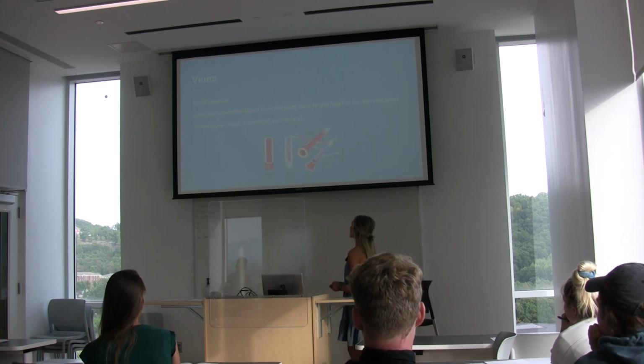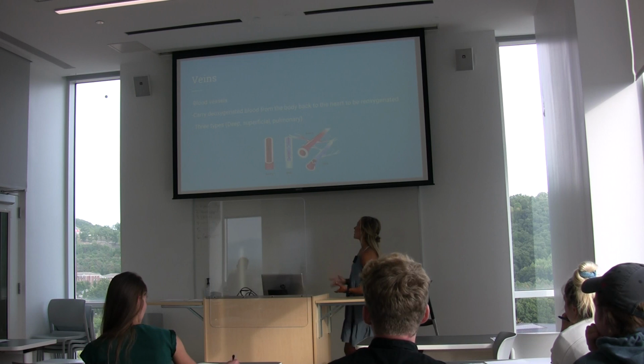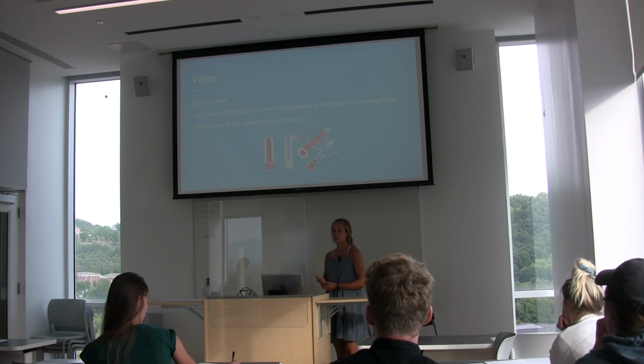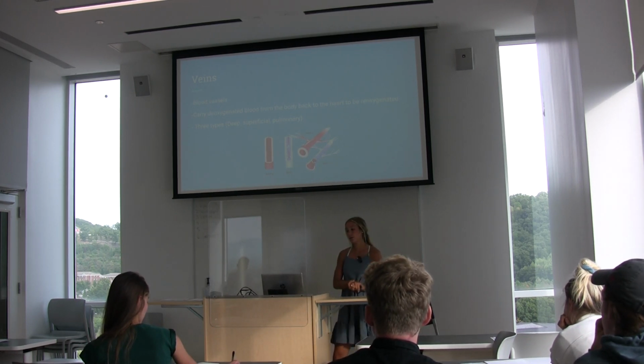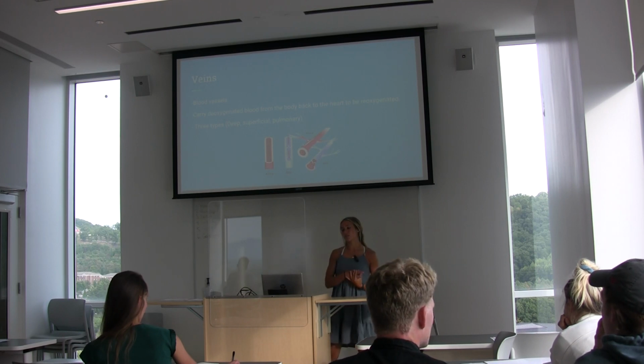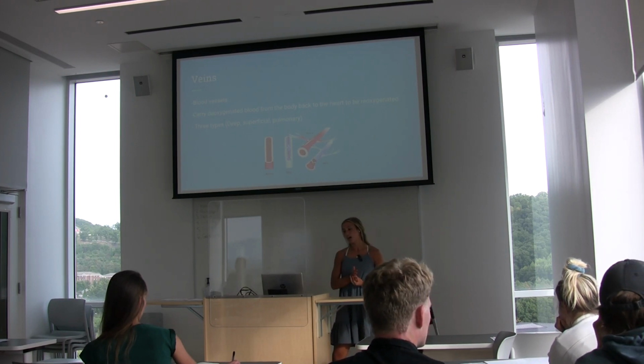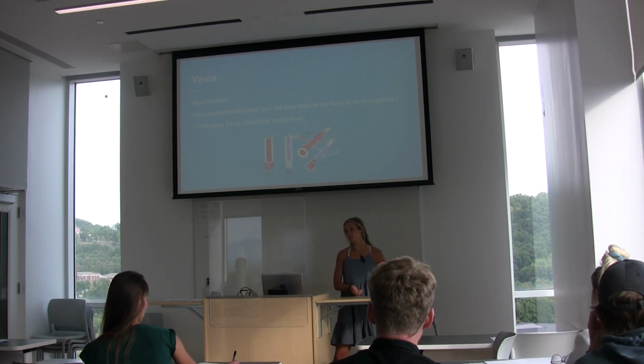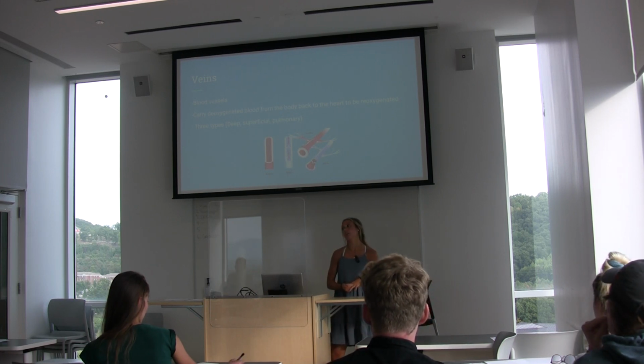Okay. Next, we have the veins, which are seen in blue up there. They're another type of blood vessel, and they carry the deoxygenated blood from the body back to the heart to be reoxygenated. And there are 3 types: deep, superficial, and pulmonary.